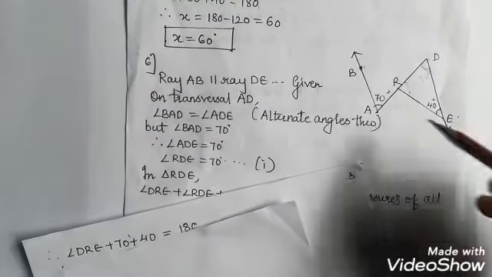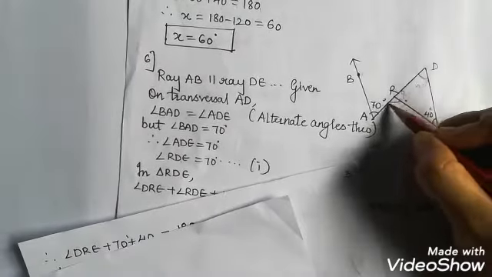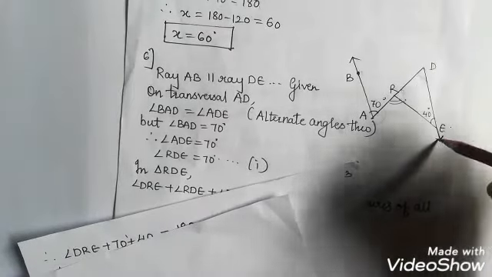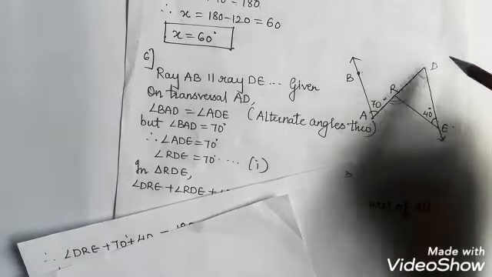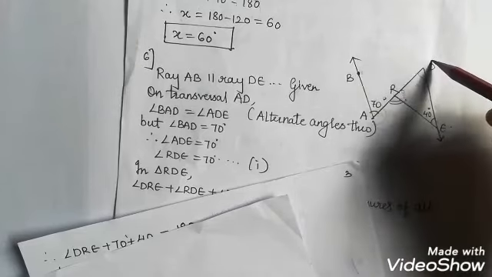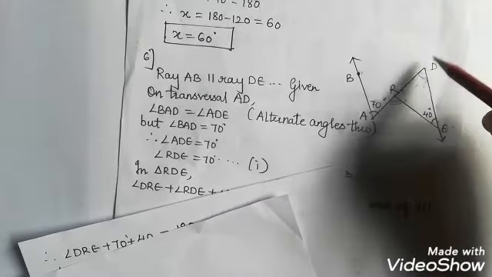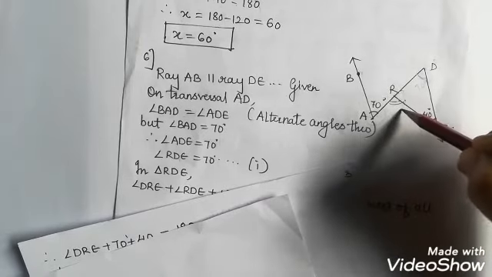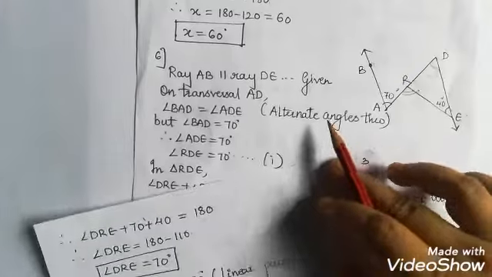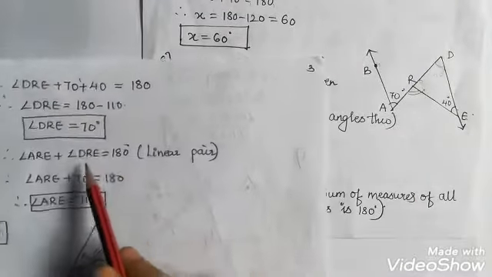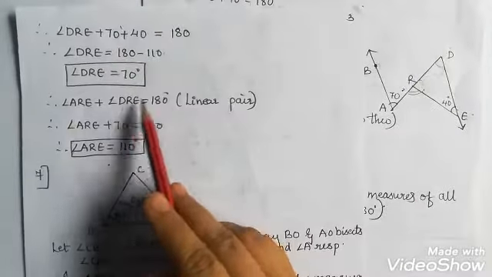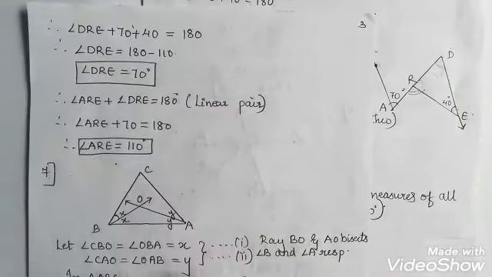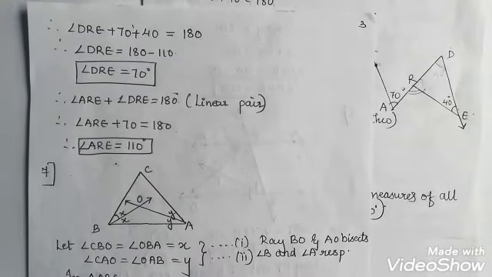Now we have to find the measure of angle ARE, this angle. Okay, angle ARE. Now if you see angle ARE and angle ERD, they form a linear pair, right? So the sum of a linear pair is 180 degrees. So same I am going to use over here, angle ARE plus angle DRE is 180. So ARE plus 70 is 180. Therefore angle ARE is equal to 110 degrees.